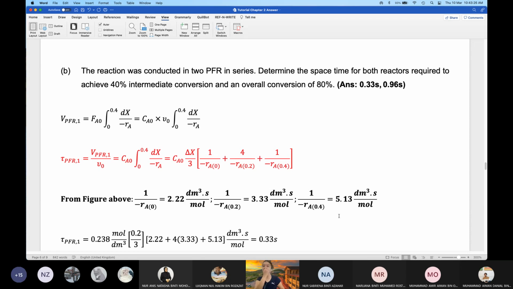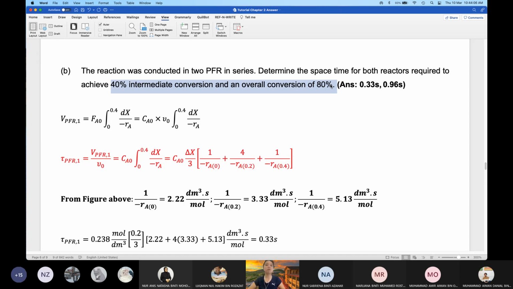Okay, next part. This part is a bit harder. This part is slightly different from the question already. Here you find FA0, you find the volume. Let's see the question. The question says, the reaction is conducted in 2 PFRs in series, determine the space-time. You just learned space-time yesterday. For both reactors to achieve 40% intermediate conversion and overall conversion 80%. So the question says I have two PFRs in series. First reactor, X1 is 0.4. Second reactor, X2 is 0.8.